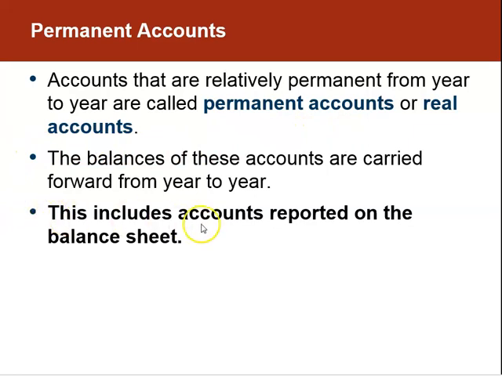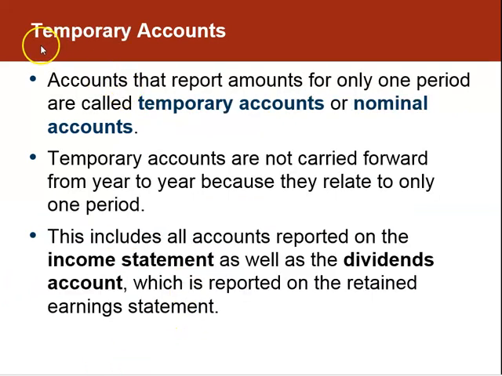Notice it says this includes accounts reported on the balance sheet, and it could also say very easily "only," meaning only balance sheet accounts are permanent accounts. Only balance sheet accounts are permanent accounts. So that brings us to temporary accounts. Accounts that report amounts for only one period are called temporary or nominal accounts.